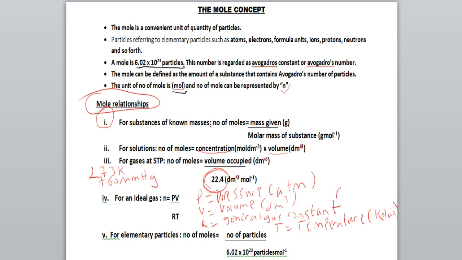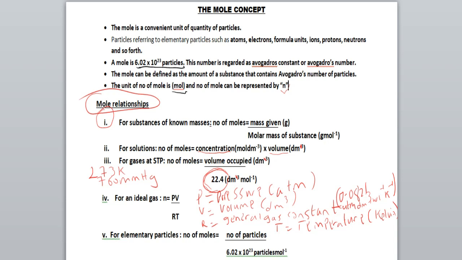Then our general gas constant, because it is a constant, has a value, and the value of our general gas constant is 0.0821, and the unit is atm dm cube per mole per Kelvin. So atm dm cube per mole per Kelvin.